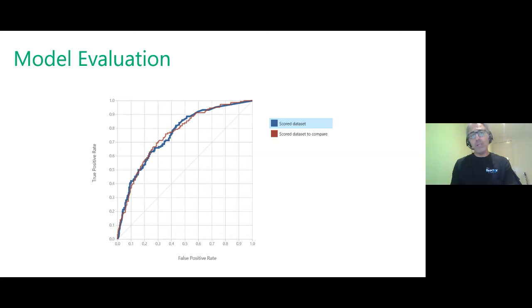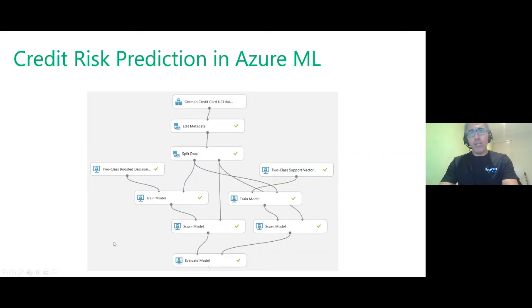Evaluation of the models, between the one that has been scored with one machine learning approach and the other one that is to compare. So this is how it looks, a little bit more complex. So we have the German credit data, without card. German credit data in there. Split the data, train the model, score the model, and then evaluate at the end.